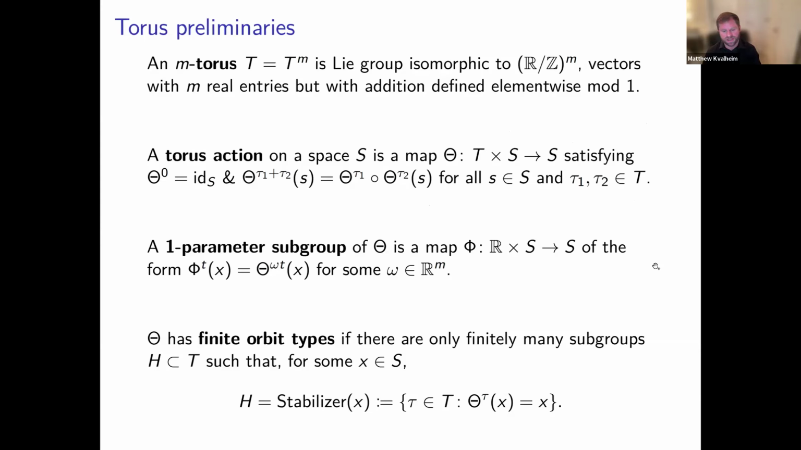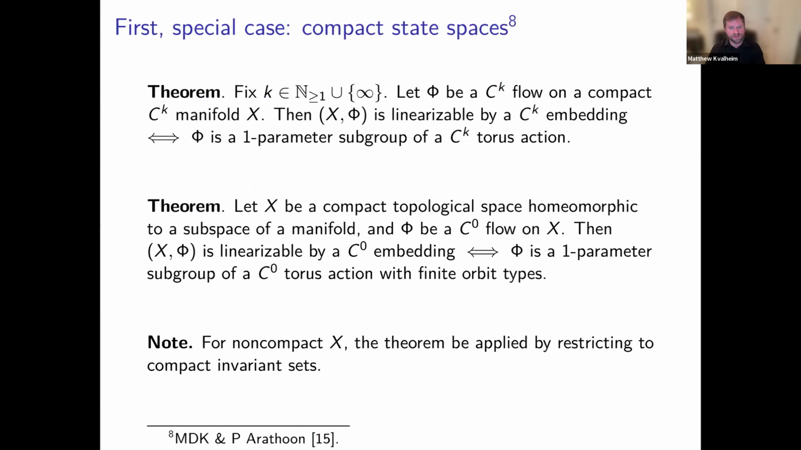The third definition here is the only slightly non-standard one that we introduced, but it's almost a standard one. So we say that a one-parameter subgroup of a torus action is a flow phi, which is of the form phi t is theta of omega t, again, this is mod 1 upstairs, for some omega in R^m. And the final definition is a bit technical, but it is a totally standard one. We say that theta has finite orbit types, or finitely many orbit types, if there are only finitely many subgroups H that are the stabilizer of some x in S, where the stabilizer of a point x is just all the torus elements that fix x under the torus action. So with these definitions, I can at least state the special case of the solution for compact state spaces.